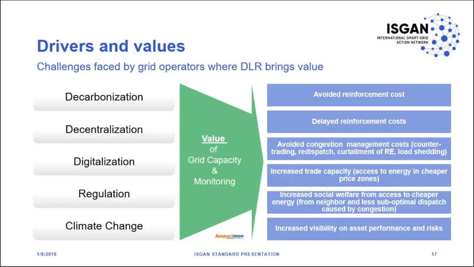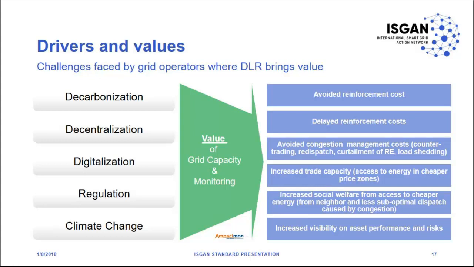What is the value that dynamic line rating provides in facing these challenges? It's quite simple if you think of it in terms of the value of having more grid capacity and having more visibility or situational awareness through monitoring. The value of extra grid capacity is well known. You can avoid or delay grid reinforcements that may be necessary to integrate renewables. You can cater for peak loads, for example, caused by electric vehicle charging, ease grid congestions and avoid having to use expensive or disruptive remedy actions, which I will explain more later.